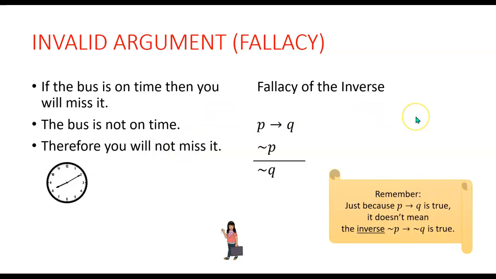And this is called the fallacy of the inverse, because remember, the inverse of a conditional statement is not P implies not Q. And the inverse is not logically equivalent to the original statement. Just because the original is true does not mean the inverse is true. So just because when P is true, then Q must be true, you cannot conclude that when P is false, Q must be false. That's a fallacy.